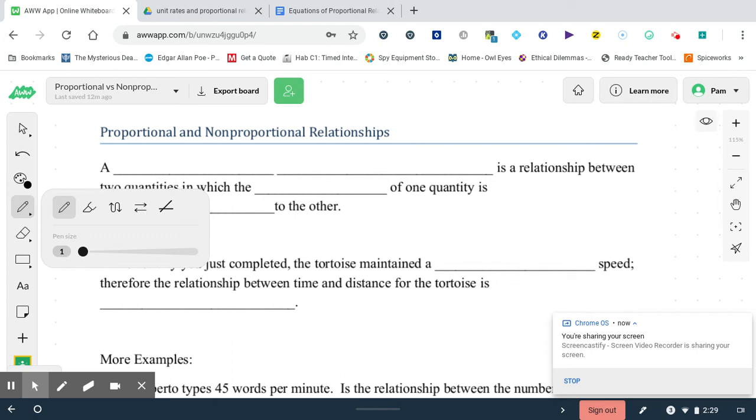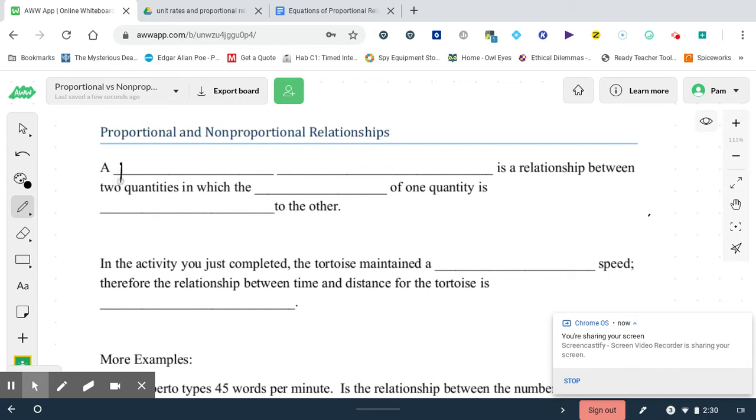Today we're going to talk about proportional and non-proportional relationships. It's really simple. I know it's been a while since we looked at unit rates, but a unit rate is just a ratio with a denominator of 1, and you get it by dividing. But we're going to talk about that when we go through this lesson. So let's just go ahead and get started with proportional versus non-proportional.